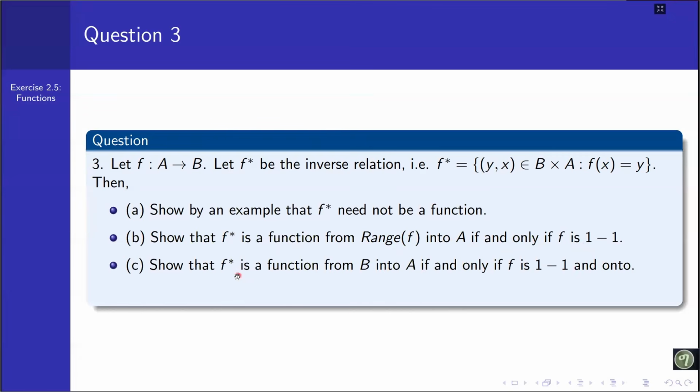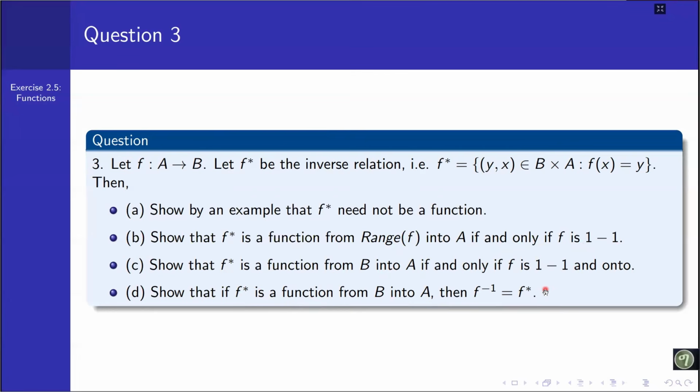And C, we were asked to show f star is a function from B into A if and only if f is one-to-one and onto, that is one-to-one correspondence, which is both. And lastly, we are asked just to show that if f star is a function from B into A, then f inverse and f star must be identical.